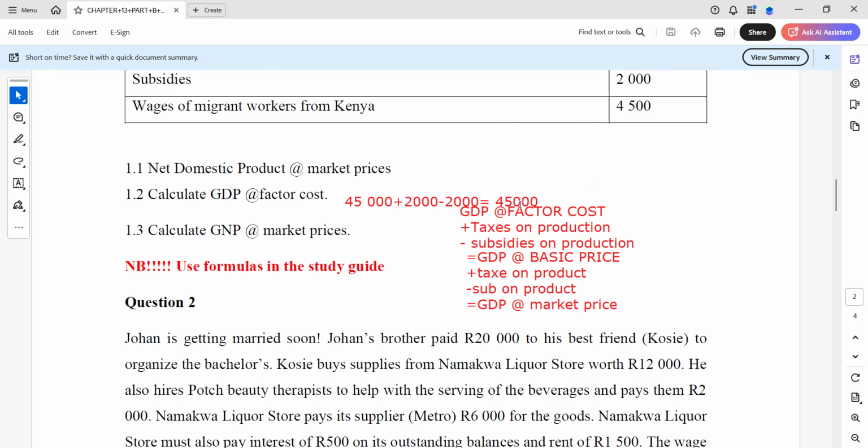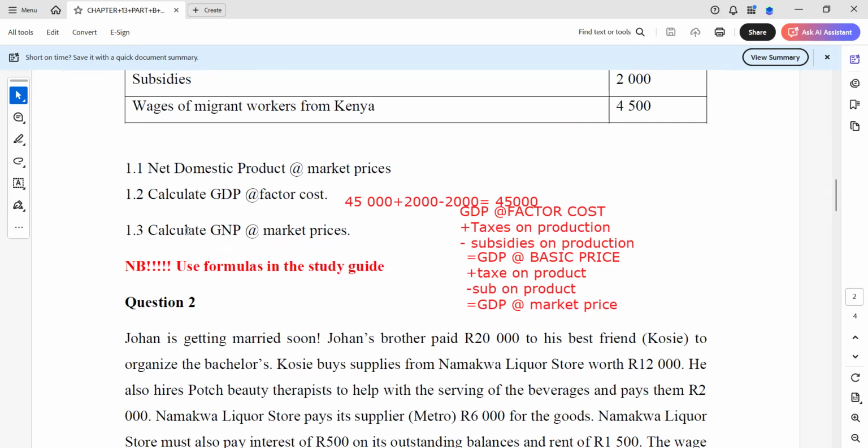Then we're going to get the GDP at factor cost, which is what? 45,000, right? You have to know this one, right? If you know this one, from GDP at factor cost to GDP at market price, it becomes easy if now you're asked to calculate GDP at factor cost and maybe you're given basic prices or market prices, right? It becomes easy. So you don't have to know all those formulas in that slide. You just have to know this one and then be able to work down and also work upwards, right?